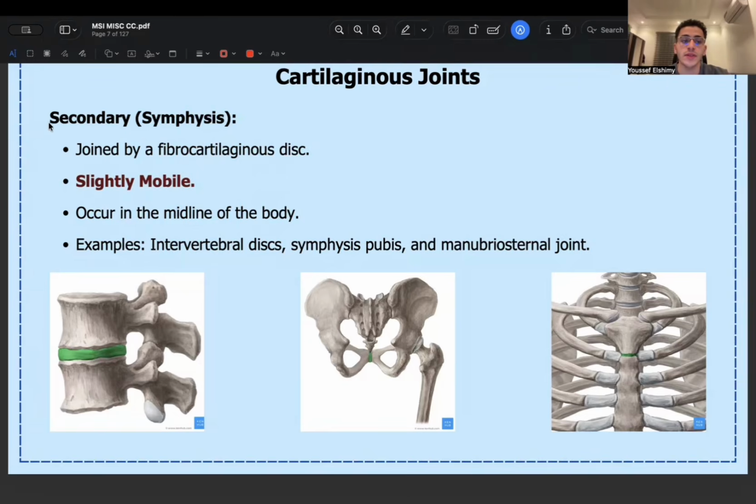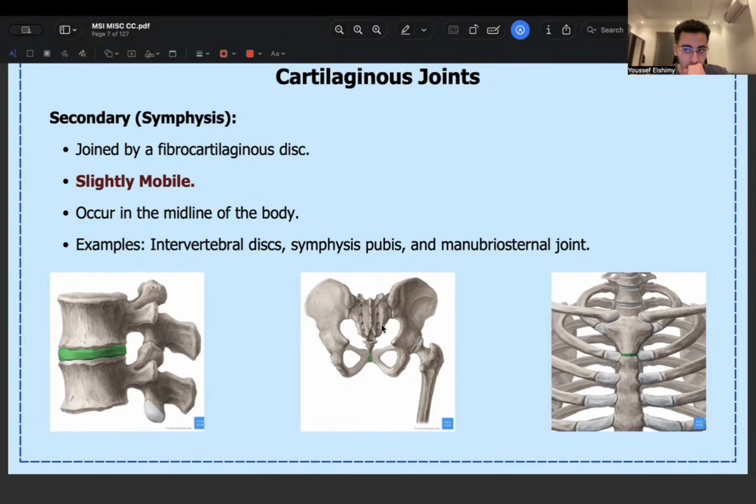We mentioned that since there's an S here, they are slightly mobile, and they are usually found in the midline of the body. An example is the manubriosternal joint, which is the joint between the manubrium and the sternum. And we have also the symphysis pubis, or the pubic symphysis, which is the joint that joins the pubic bones. Finally, we have the intervertebral discs, which are the discs between vertebrae.